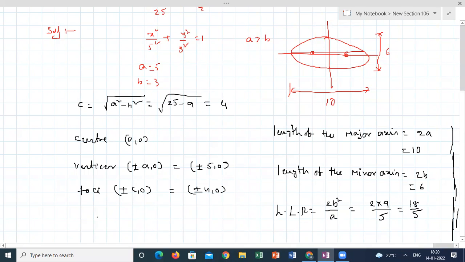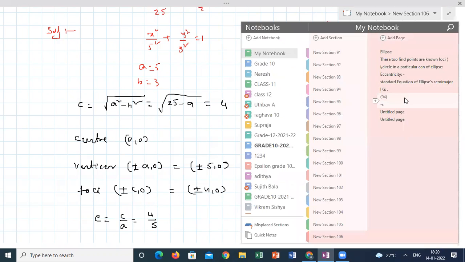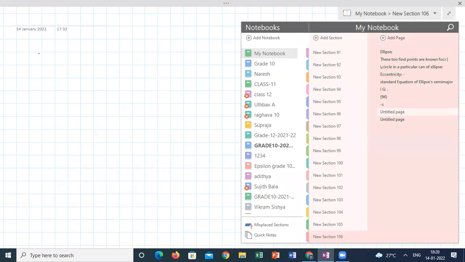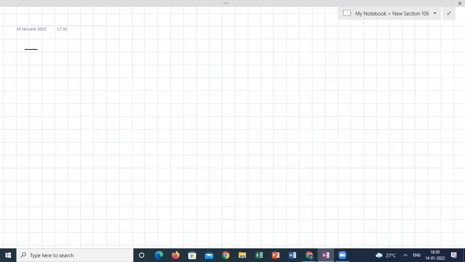What is the eccentricity formula? C by A, where C is 4, A is 5. So like this, you are going to discuss most of the numericals. Might be a little bit of extension, they may ask the equation of the latus rectum or the equation of the particular line passing through it. Next question.